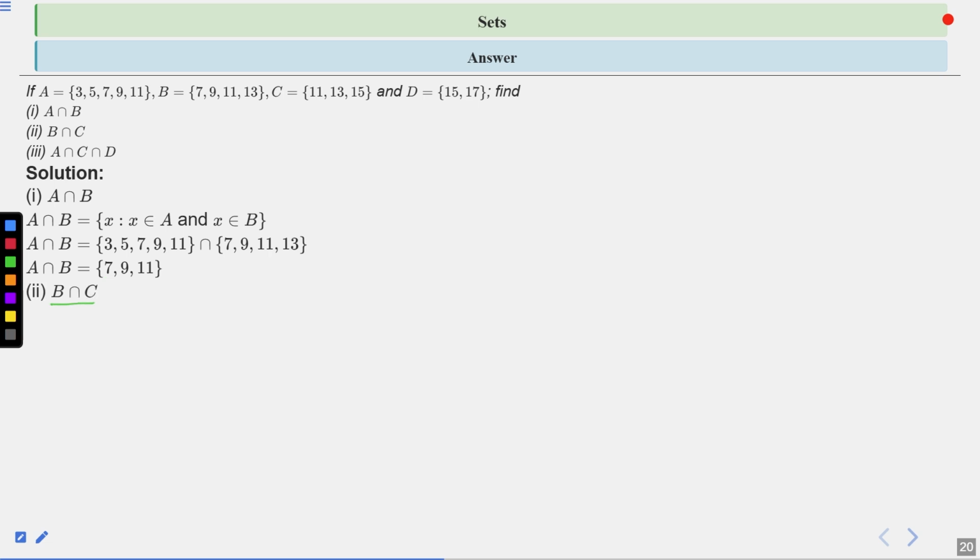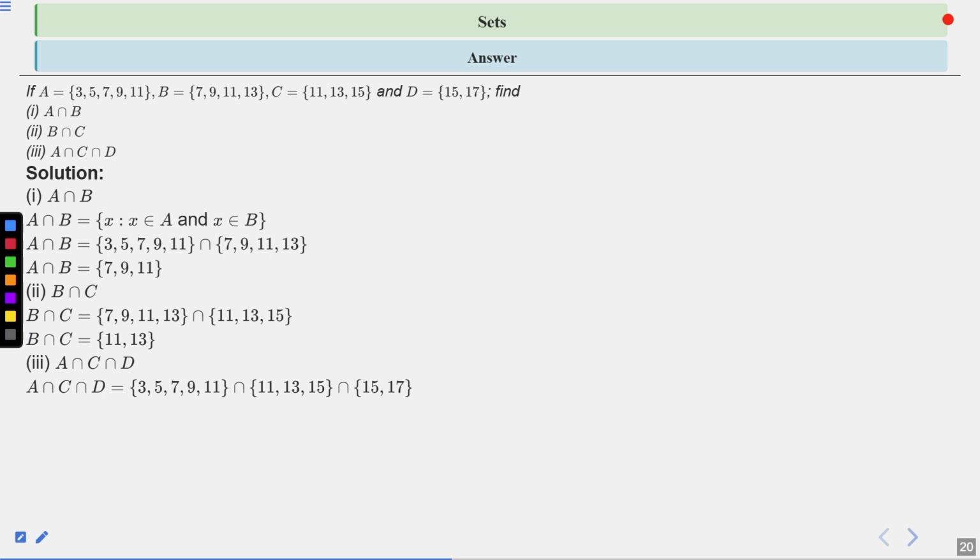For second, B intersection C, collect all the common elements from set B as well as from C. So we have only 2 elements common to both: 11 and 13. So B intersection C will be your set with 2 elements, 11 and 13. Now for third, A intersection C intersection D, if you recall the properties, intersection is also associative. Clear?